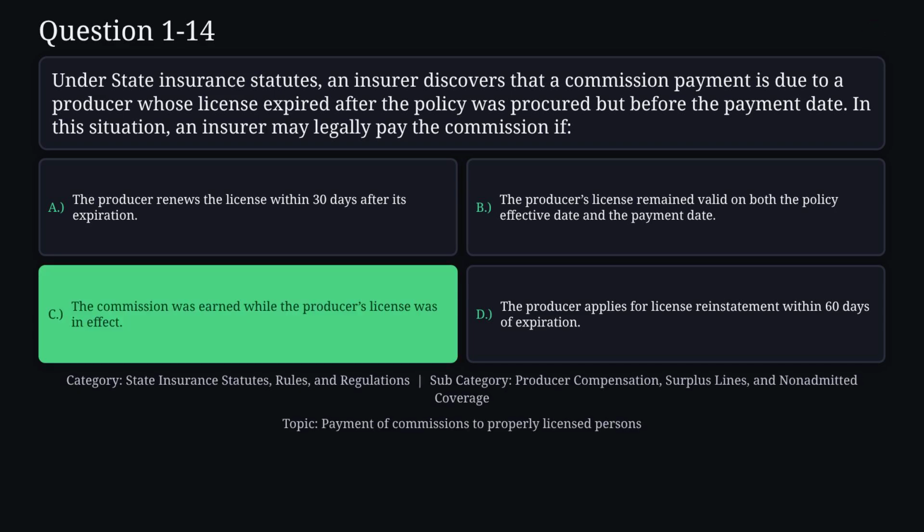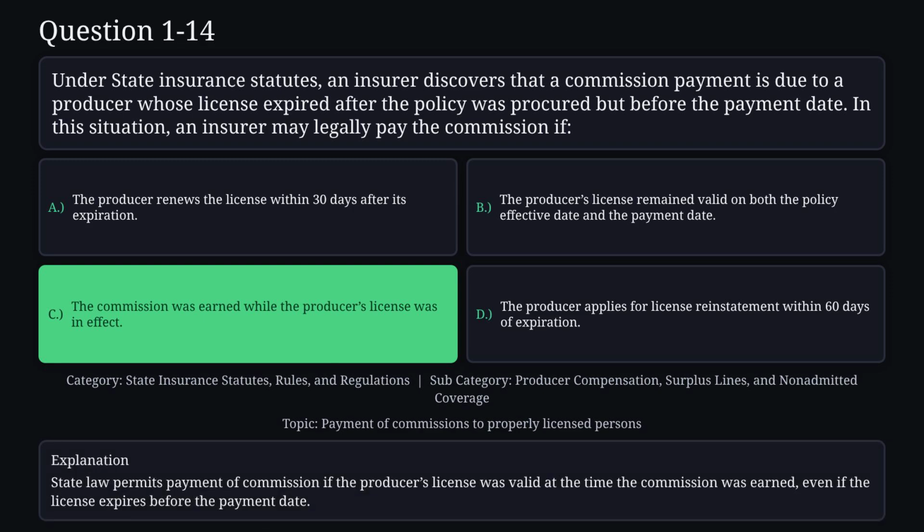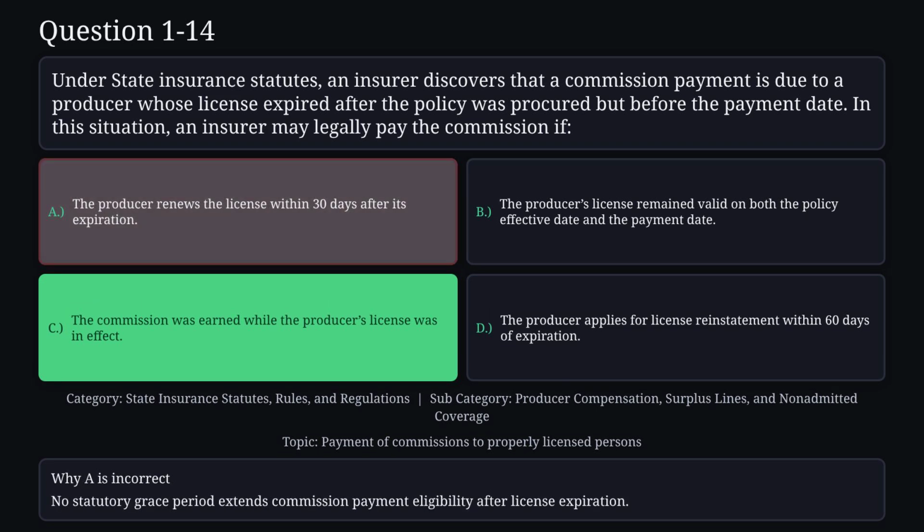The correct answer is C. State law permits payment of commission if the producer's license was valid at the time the commission was earned, even if the license expires before the payment date. Reason A is not correct. No statutory grace period extends commission payment eligibility after license expiration.